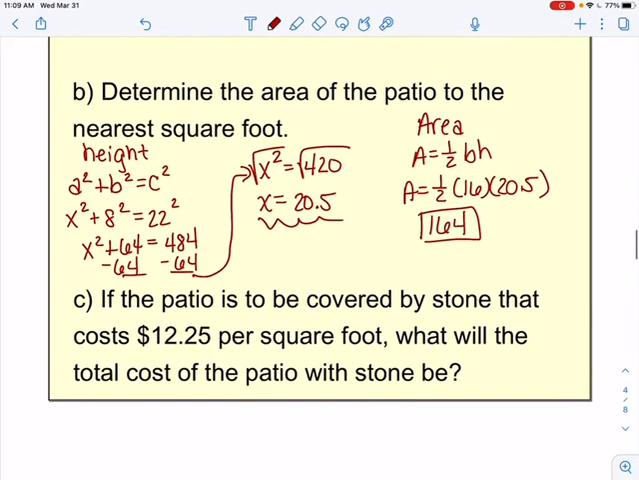For the last part of that question, it says if the patio is to be covered by stone, which costs $12.25 per square foot, what will the total cost of the patio be? To do that, we'll take the area of the patio, which we just found above, which is 164, and multiply it by the cost of each square foot, which is $12.25. When you do that, you should get $2,009. So it'll cost you $2,009 to cover that patio.